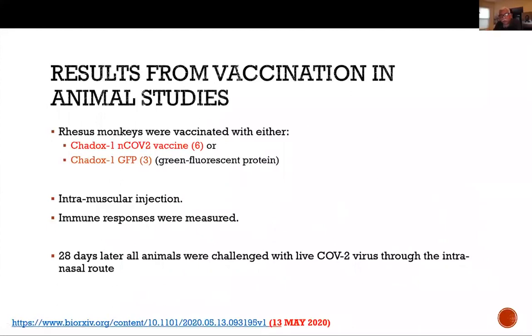So on the 13th of May, the ChAdOx group published a paper showing the results of the vaccine studies in monkeys. 6 monkeys were vaccinated with the COVID vaccine, and 3 were given a control vector which expresses green fluorescent protein, which is not an anti-COVID vaccine. The injection was intramuscular. They measured immune responses, and after 28 days, the animals were challenged with live SARS-CoV-2 through the intranasal route. So that is the study.